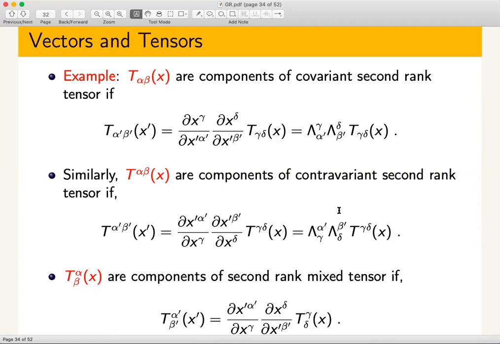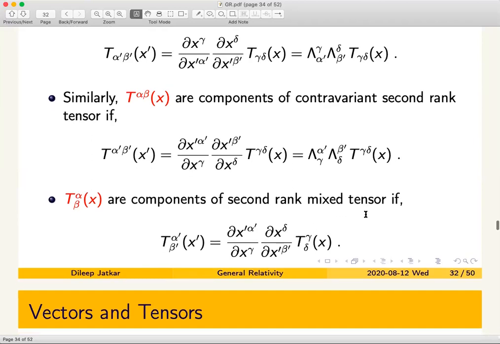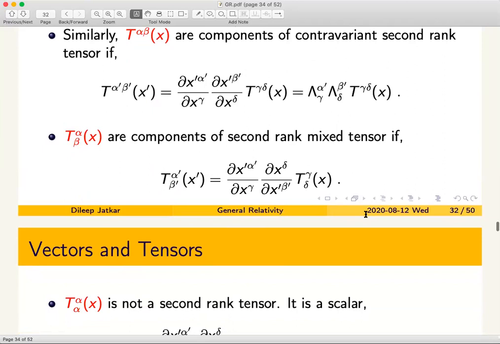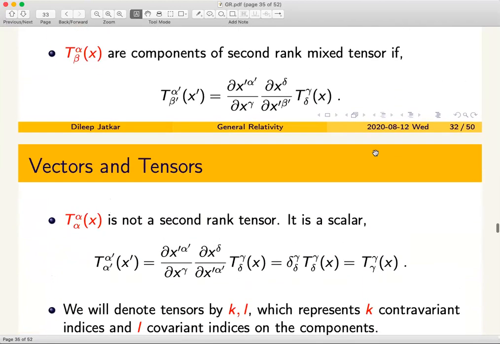The last piece again is the Lorentz transformation case. If you consider a mixed tensor, that means one index is upstairs and one index is downstairs, then its transformation property has one transformation which is del x prime by del x, and the other transformation is del x by del x prime, with appropriate indices, and it gives you T gamma delta. Fine. So now, after having understood how the mixed tensor would transform, let us consider an object which is T alpha alpha.